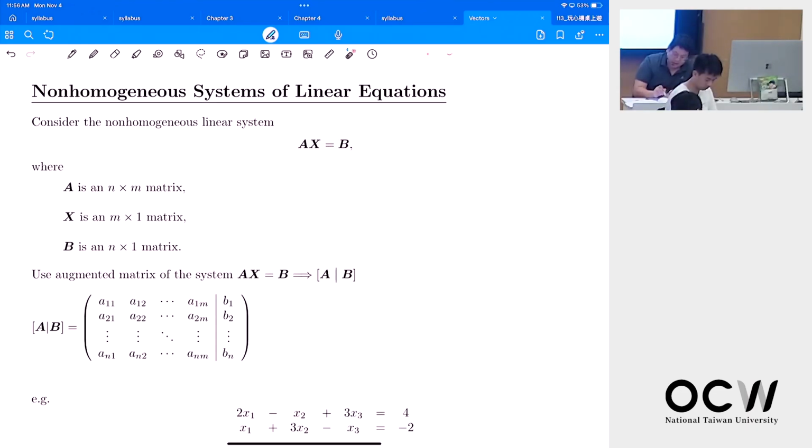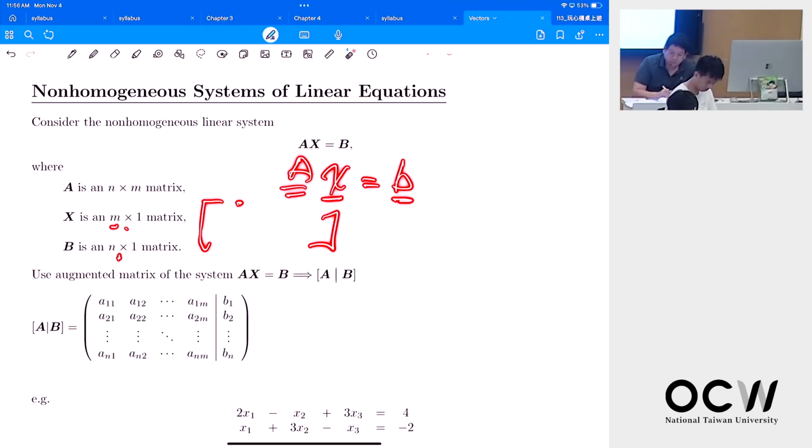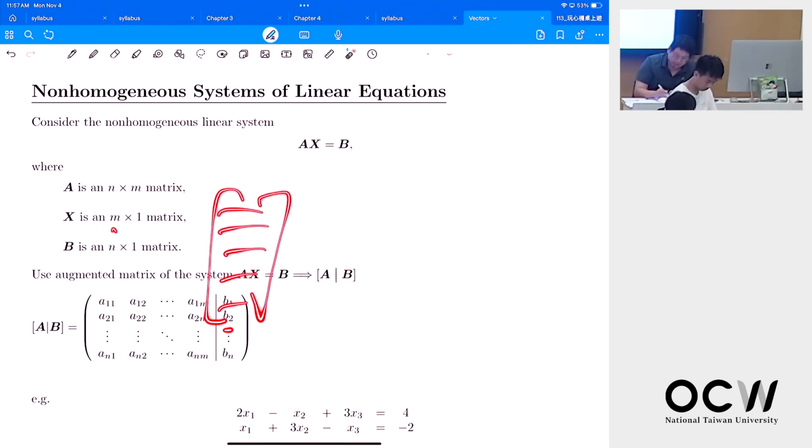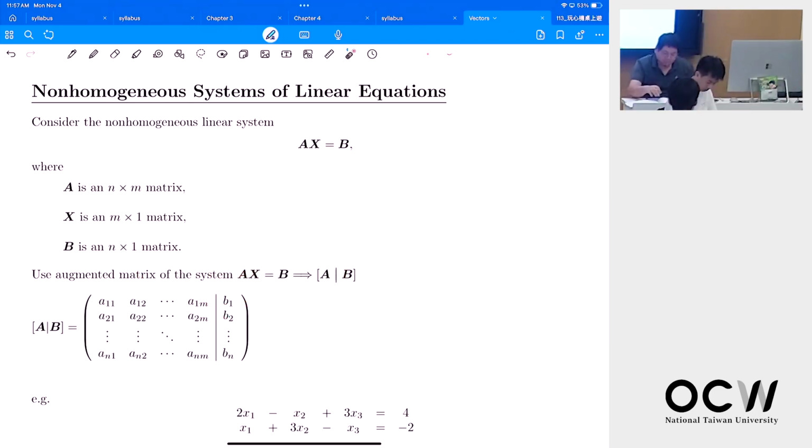You can think about the x and b, because we say x is an m by 1 matrix, b is an m by 1 matrix. Oh, sorry, m by 1. I have m, and m by 1 is just like a vector. So instead of the 0 vector, now I have one more column.